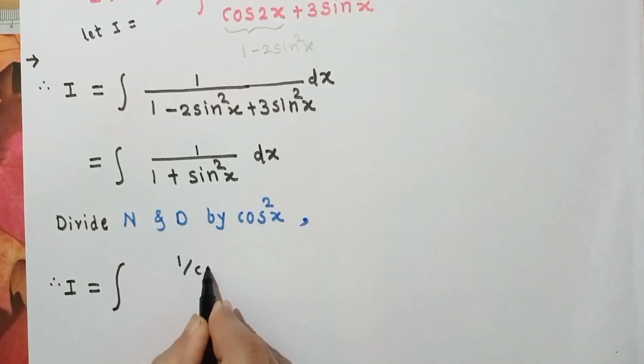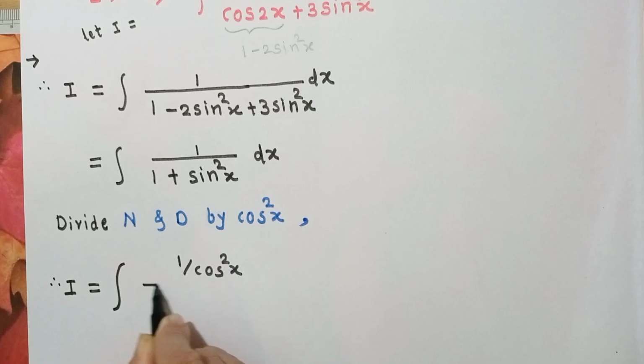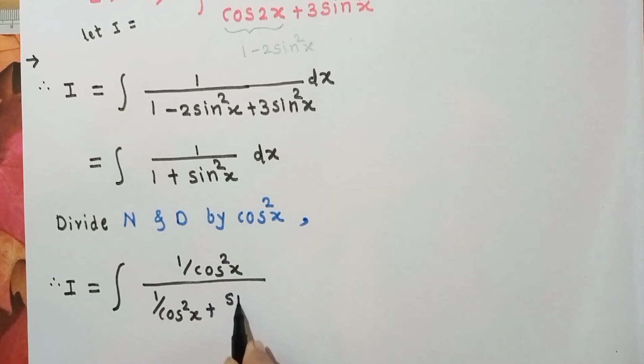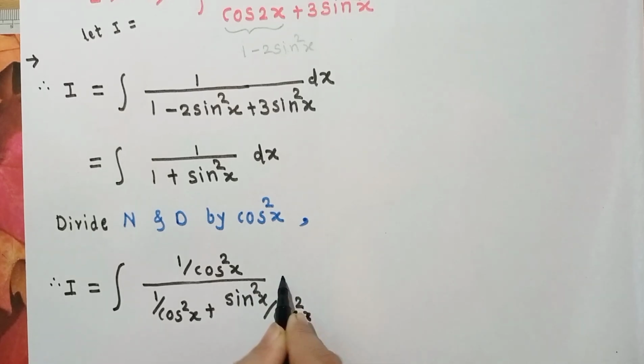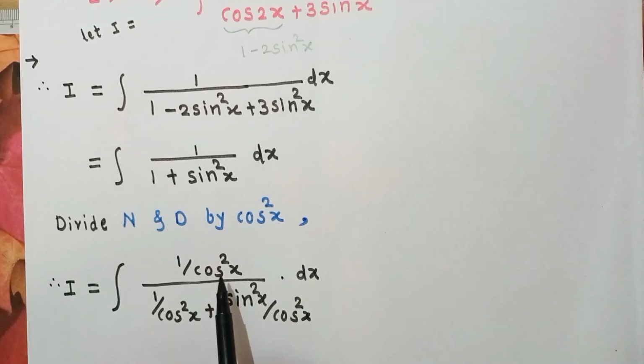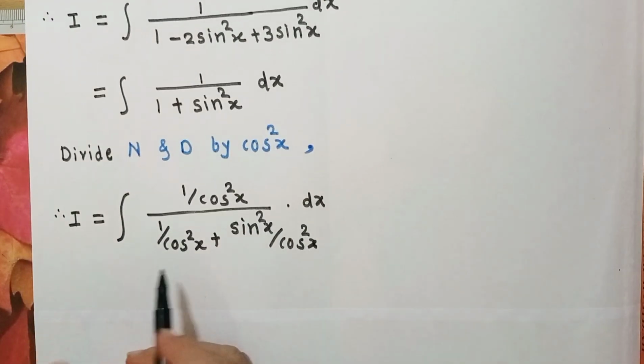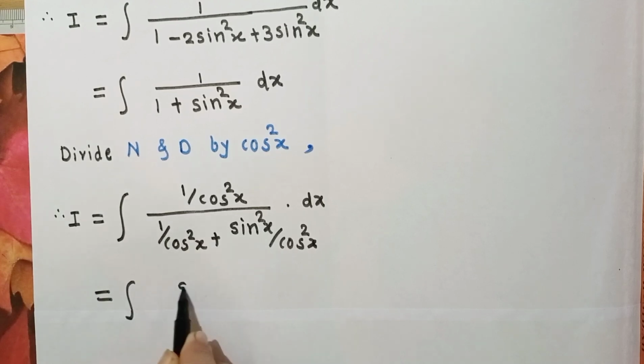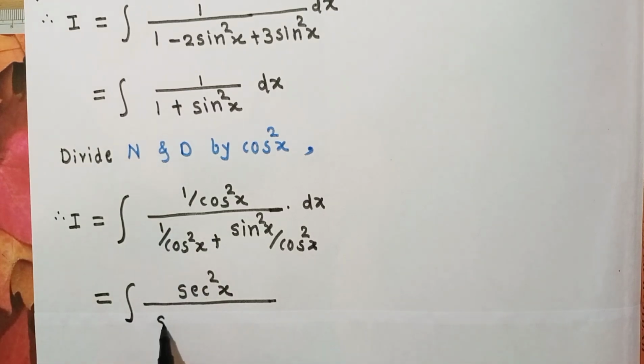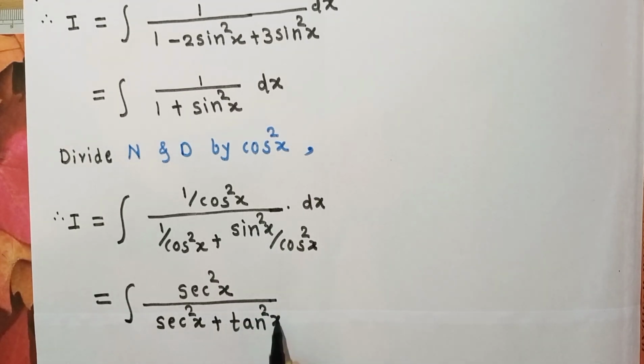Therefore, here we will divide by cos square x, and again in the denominator this is 1 upon cos square x, and plus the second term is sin square x upon cos square x, dx. And again 1 upon cos square means sec square x. So this is equal to sec square x, and in the denominator 1 upon cos square means again sec square x, and sin square x upon cos square x means tan square of x.